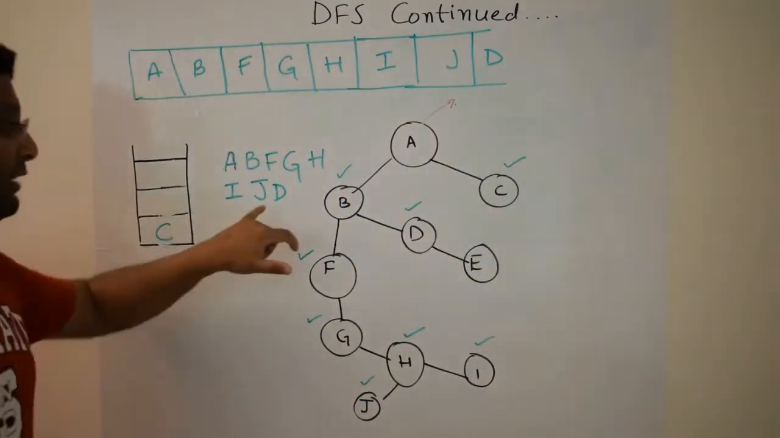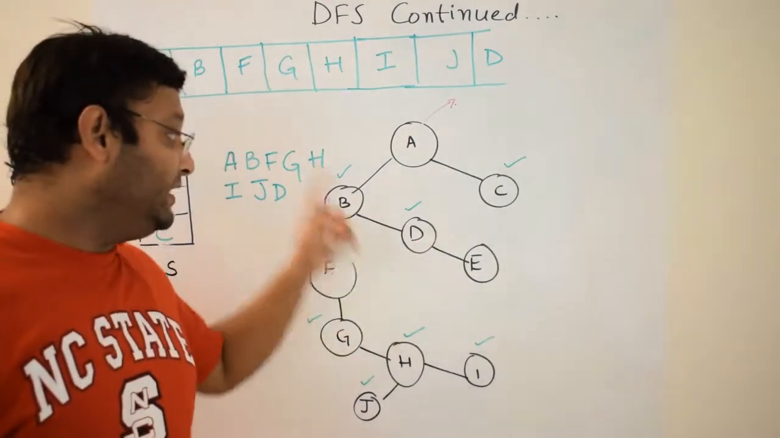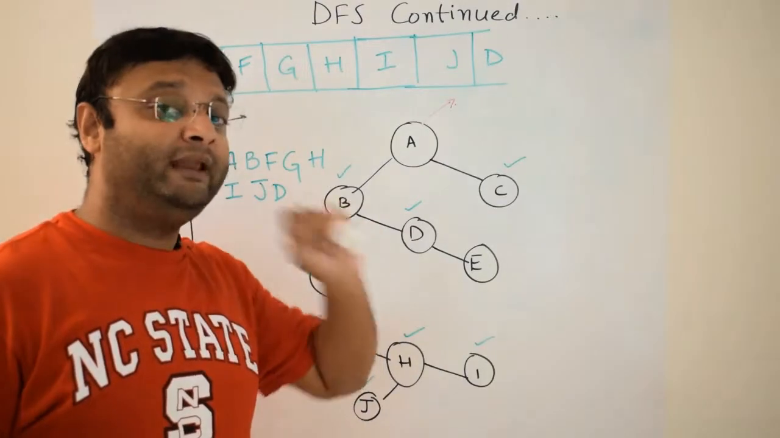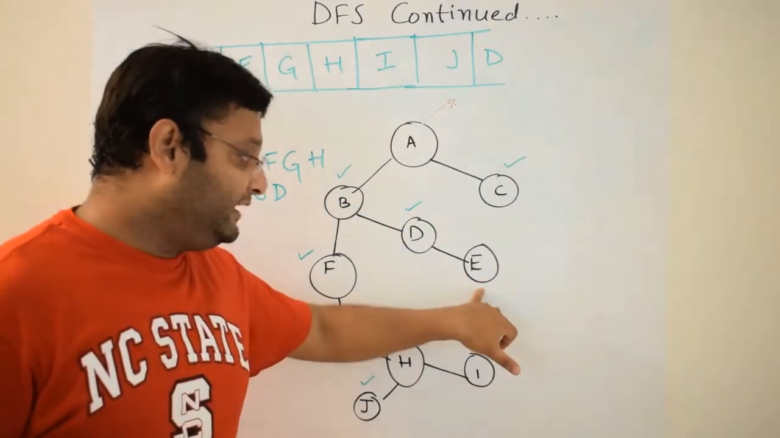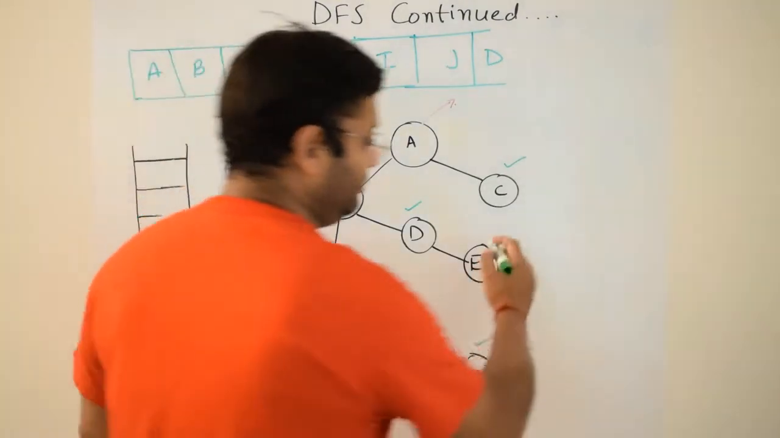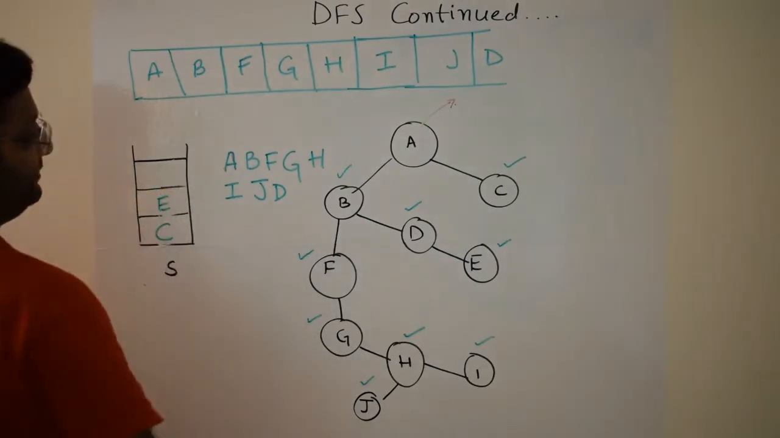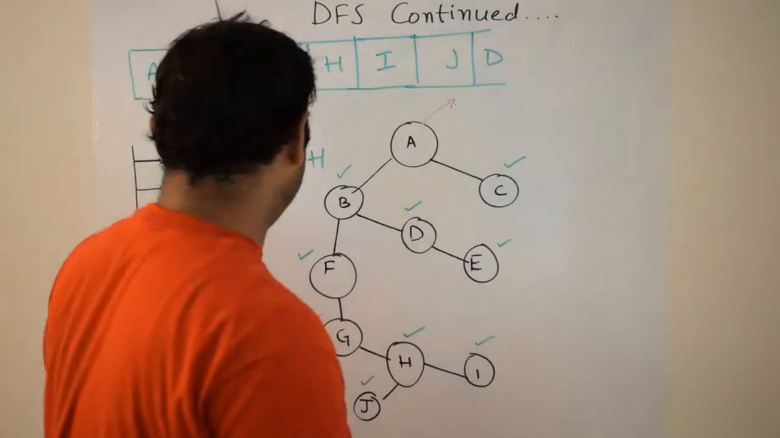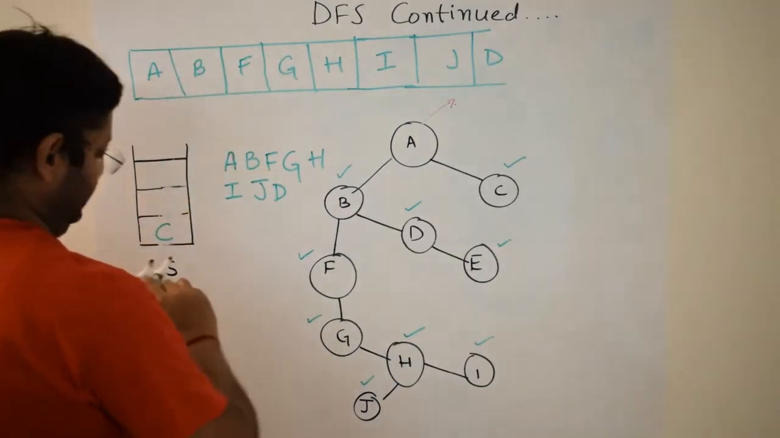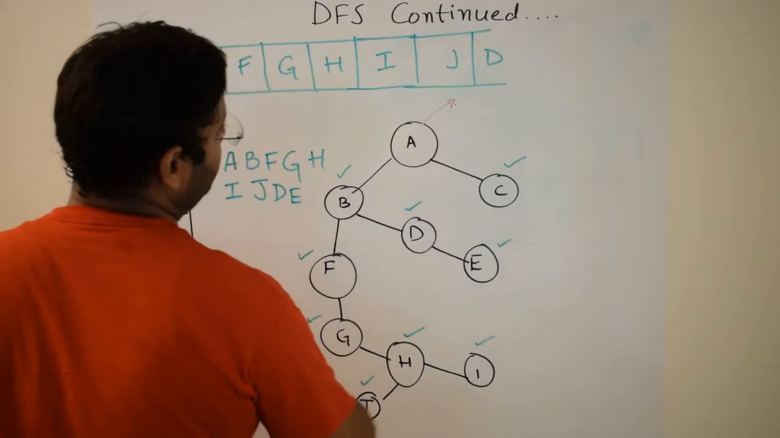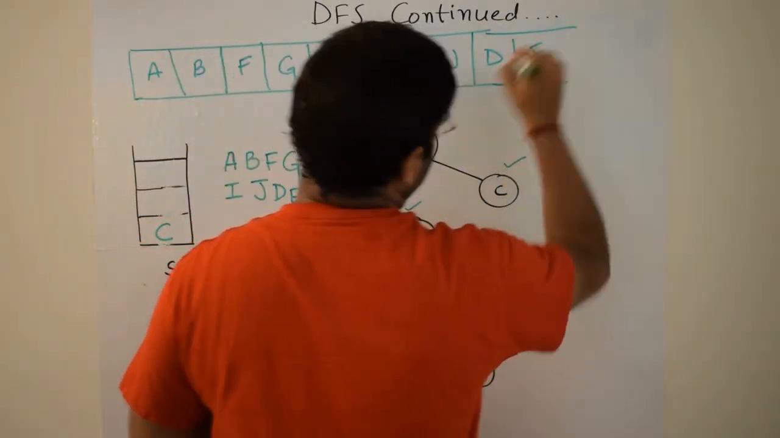Now again you will apply the same logic to D. Neighbors of D? Yes, two neighbors, B and E. But this time B has already been visited, so you won't push B onto the stack. The only neighbor which has not been visited is E. So you will push E onto the stack. Now E has been pushed. Again the same logic, you pop out E, and E is now termed as visited.